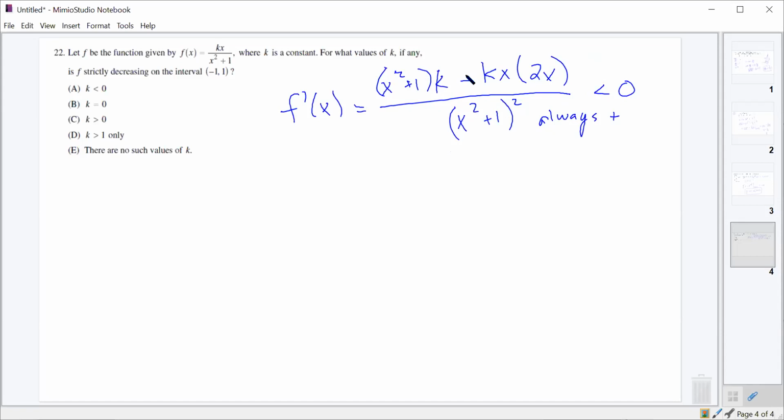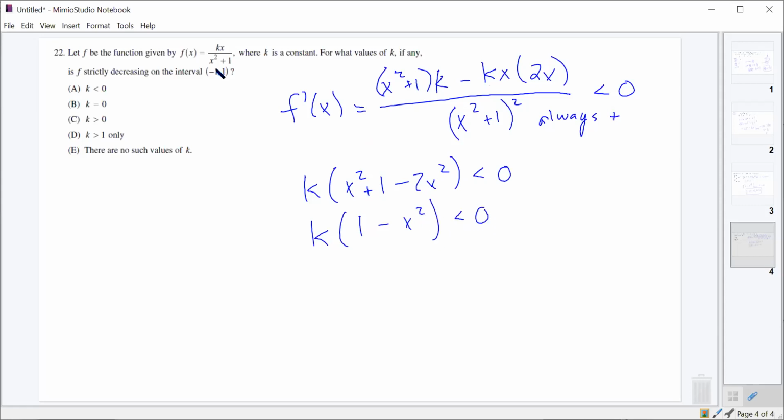And so what we'll do is factor out the k. So we've got k times x squared plus 1 minus, and if I take the k out of the rest of this, it's minus 2x squared. And we want this to be less than 0. So we've got k times 1 minus x squared, which we want to be less than 0.